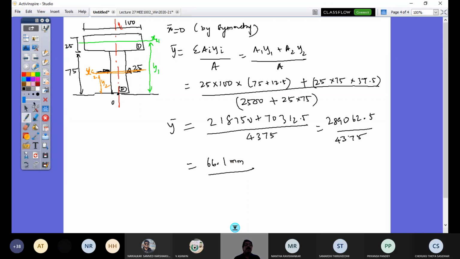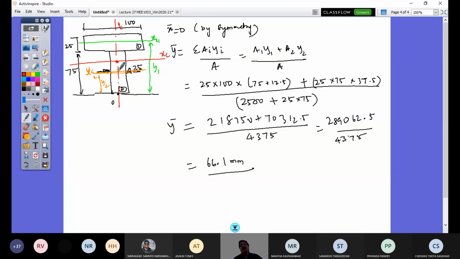So what I mean by that is I have my centroidal axis from the base at a distance of 66.1. So this is my xc axis, whereas this is my yc axis, the vertical axis, and this is the centroid of my T section. So now I have to get, about this xc axis, what is my second moment of area.